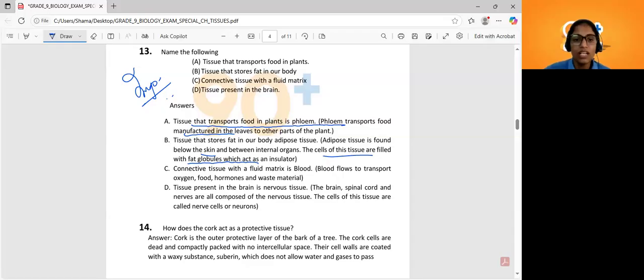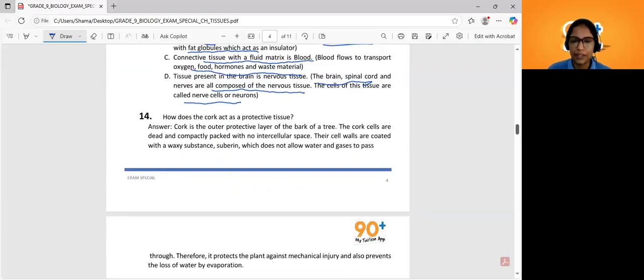Okay. Next, the C part of the question is connective tissue with a fluid matrix. So connective tissue with a fluid matrix is blood, because blood has the ability to flow throughout our body, right? So blood flows to transport oxygen, food, hormones and waste materials. Next, tissue that is present in the brain. The tissue present in the brain is nervous tissue, and the brain, spinal cord and nerves are all composed of nervous tissue, and the cells of this tissue we call nerve cells or neurons.